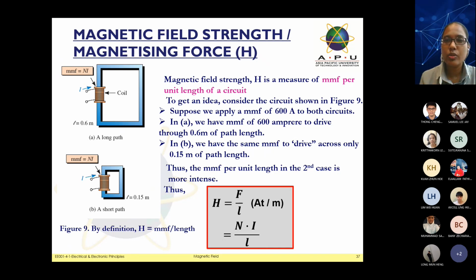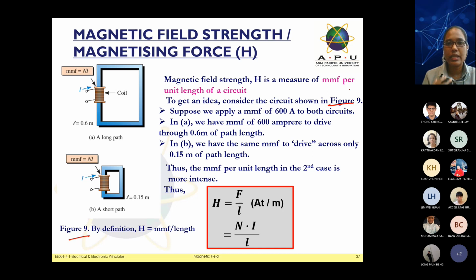Let me go with the theory part first. Magnetic field strength H is equal to the measurement of the MMF per unit length of the circuit. At the same time, they let you know the current applied, based on your figures. Figure 9 is this one, the one they highlighted, the overall figure here. Suppose we apply a current of 600 A to both circuits.